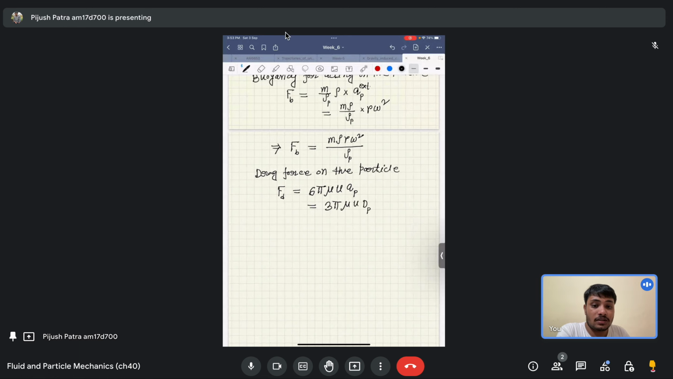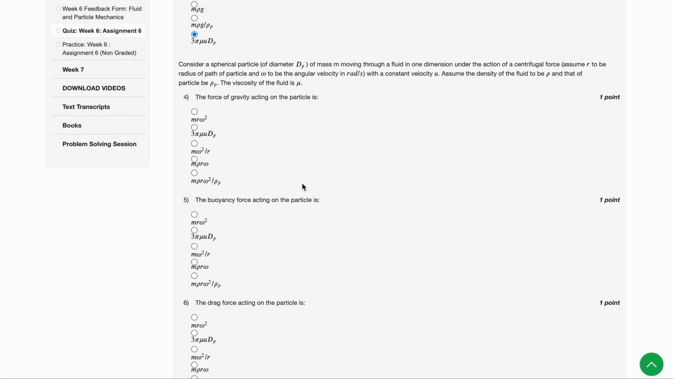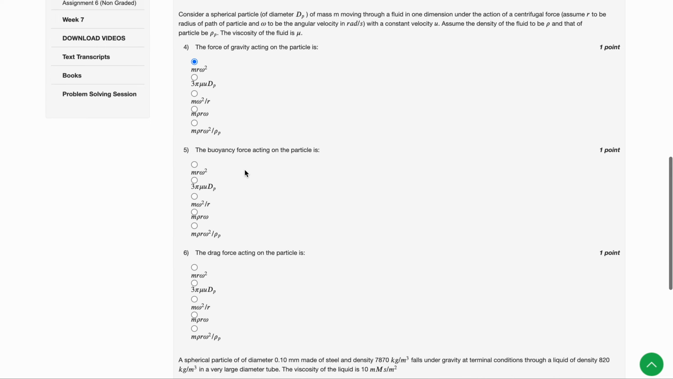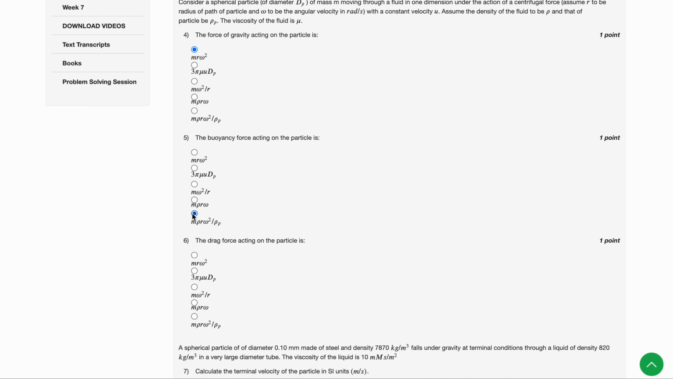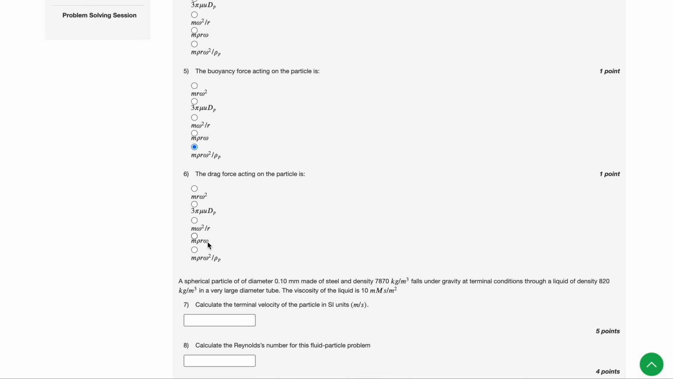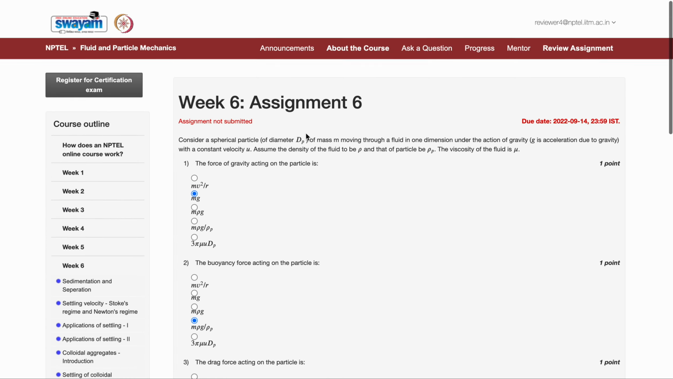So I think these are the three questions they asked. The force of gravity acting on the particles, that means the equivalent gravity force or the equivalent external force acting on the particles, is m r omega square, as we have derived now. The buoyancy force acting on the particles is m rho r omega square by rho p. And the drag force acting on the particles will be exactly the same. It will not change.